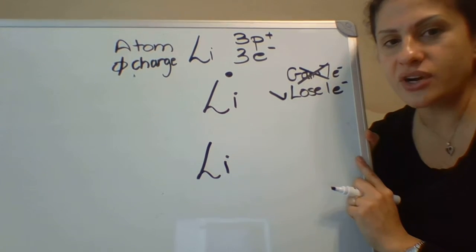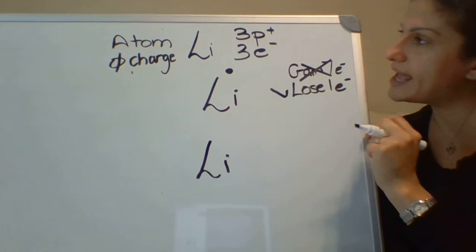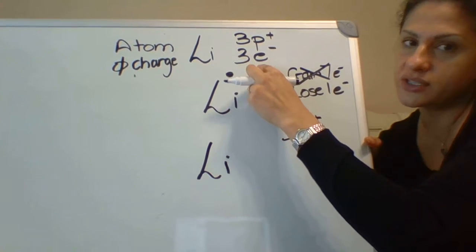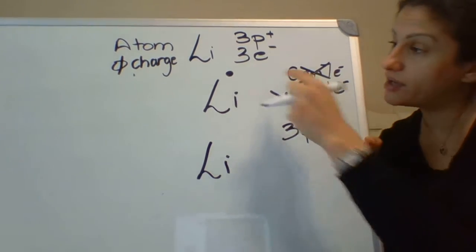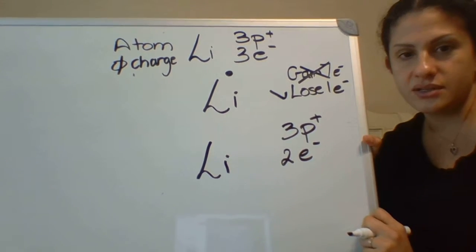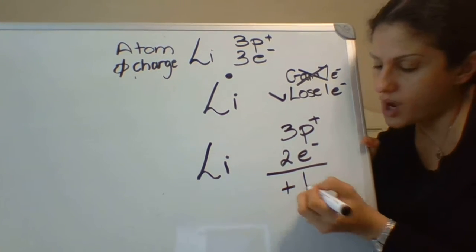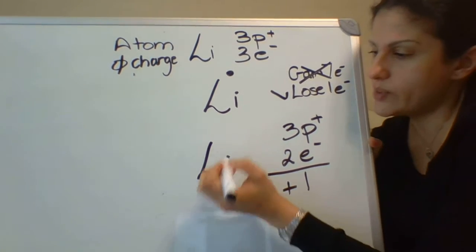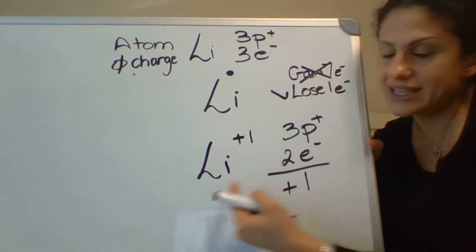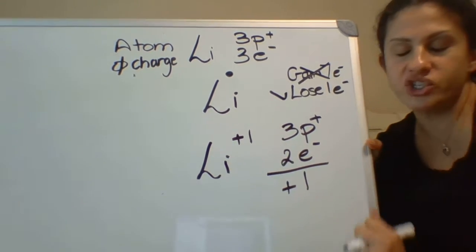But if I lose an electron, am I still going to have a 0 charge? Well, look at it now. I still have 3 protons. But do I still have 3 electrons? Not anymore, because I lost 1. I now have 2 electrons. So what's the total charge now? It is +1, which is why we now have to draw it as +1. We can't just write lithium. We have to depict that now lithium has a +1 charge.